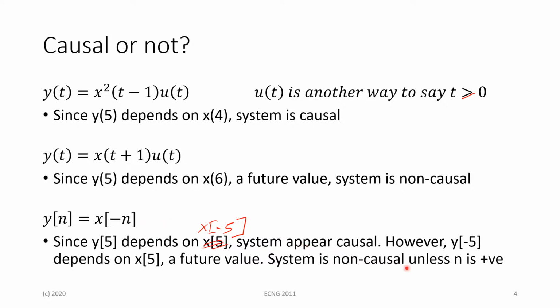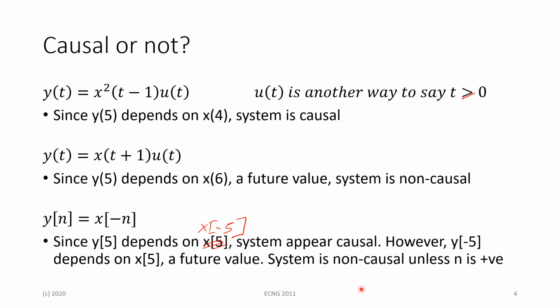However, if we invert the opposite, so we say n here is negative 5, this then means that x here is going to be positive 5. And that means it will start depending on a future value. As such, the entire system is non-causal unless n here is positive.